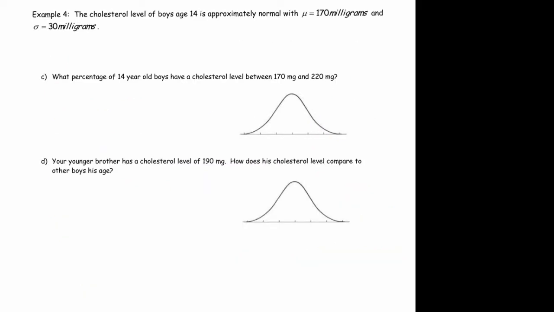All right, so same context. This time it says, what percentage of 14-year-old boys have a cholesterol level between 170 and 220? And again, as usual, we put 170 in the middle, 220 is here. Because we're asked for the percentage of boys who have cholesterol between those values, we are actually interested in this area, which for our first example doesn't go to a tail, okay? So what this means is we need to find z-scores that go with both of these values. So again, we're trying to find the percentage of boys who have cholesterol between these two values. So that basically mathematically would turn into that statement.